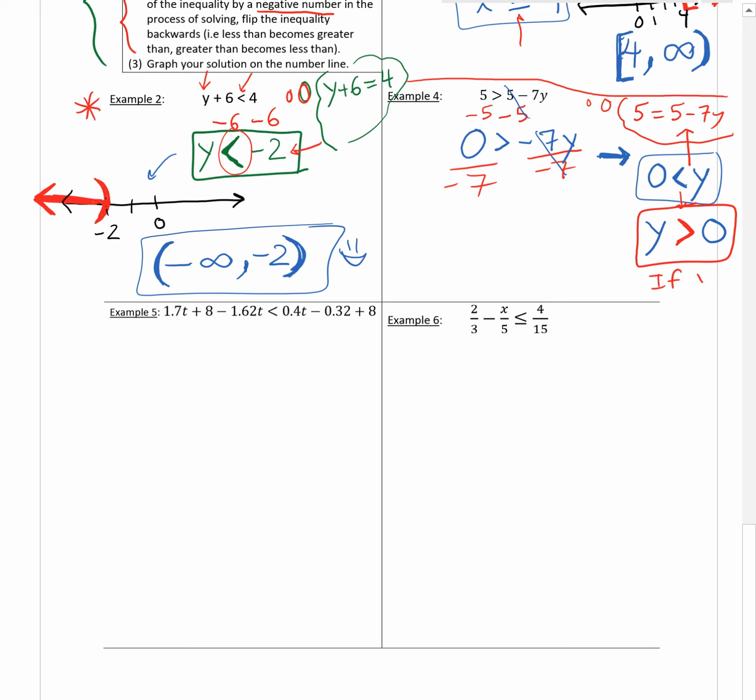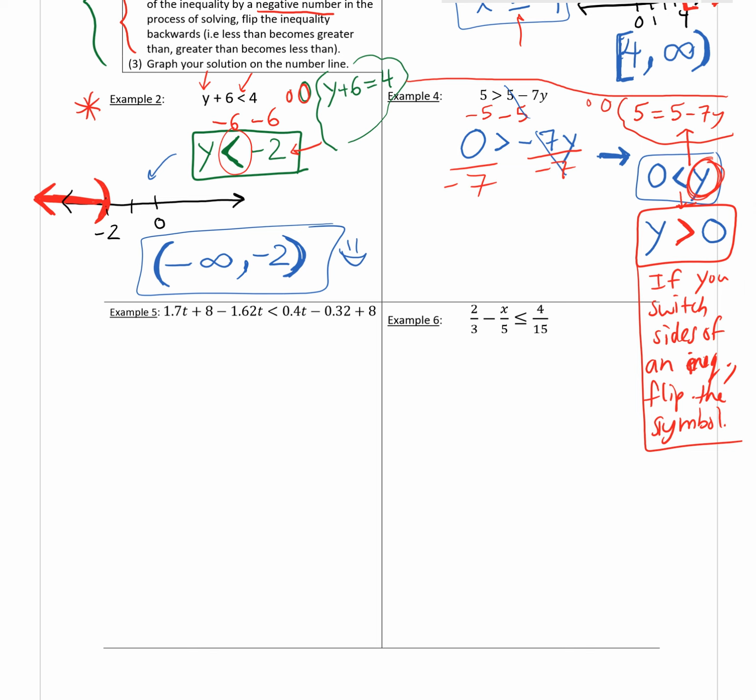So keep that in mind, if you switch sides of an inequality, you have to flip the symbol as well. But you only have to do that if your variable ends up on the right side like we had. That's the first time we've seen that, and that would be too hard to graph and too hard to write in interval notation. So just keep in mind, if you ever end up with your variable on the right side, move it to the left side, but make sure you flip it.